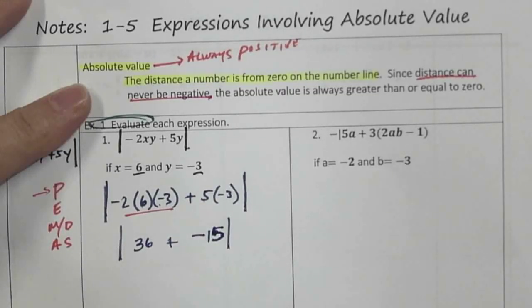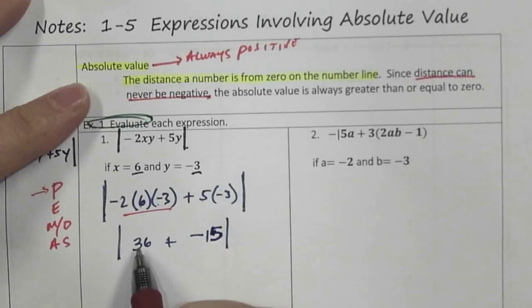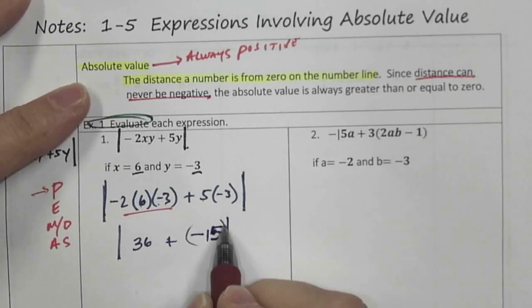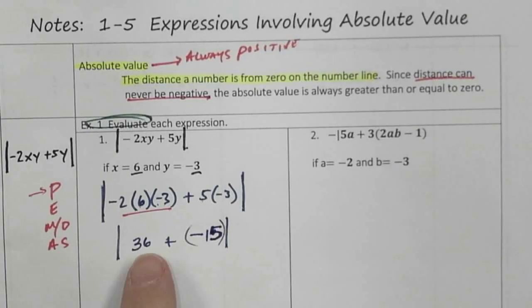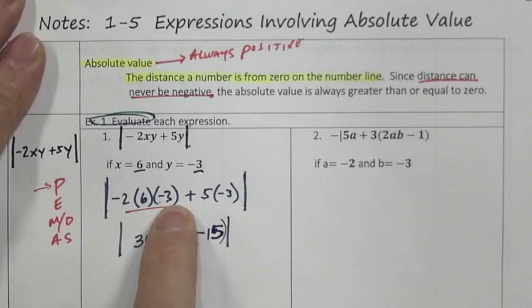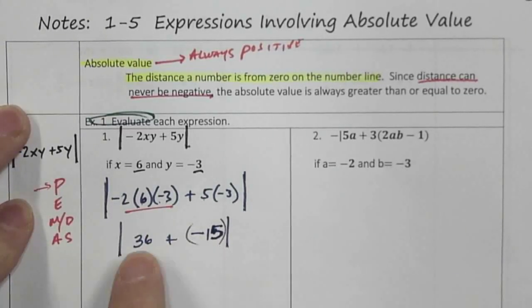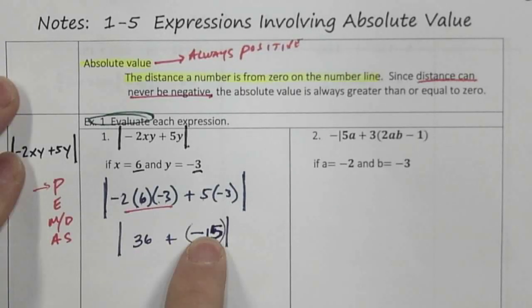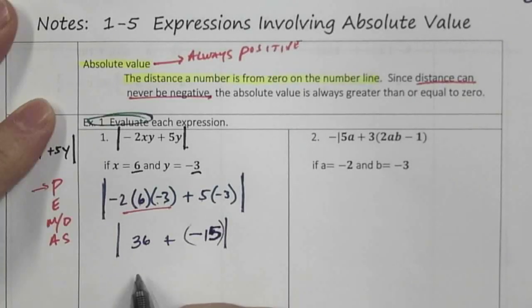Some people will put, and I'll do it here in little red, some people, when they go plus a negative, they'll put that negative in parentheses, kind of highlighting that it's a negative. Not essential. So -2 times 6 is -12. -12 times -3 is positive 36. And then 5 times -3 is -15. What is 36 plus a -15? Or in other words, plus a negative means minus. What is 36 minus 15?